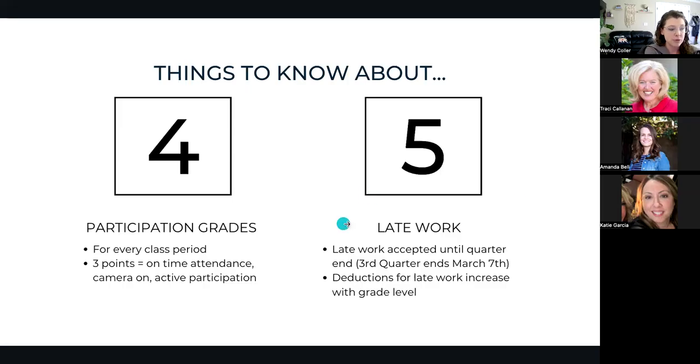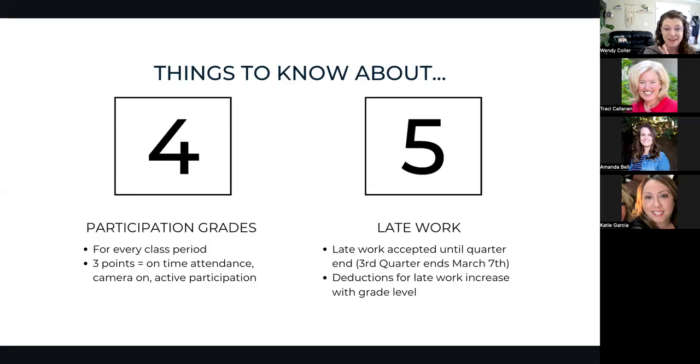The other thing that you might want to know about is late work. Students who have a 0 in an assignment because it's missing can still turn that assignment in, and that late work will be accepted until the end of the grading period. We're currently in quarter 3. The grading period ends March 7th, and so as long as a student turns it in by March 7th, they can still get credit for that work.